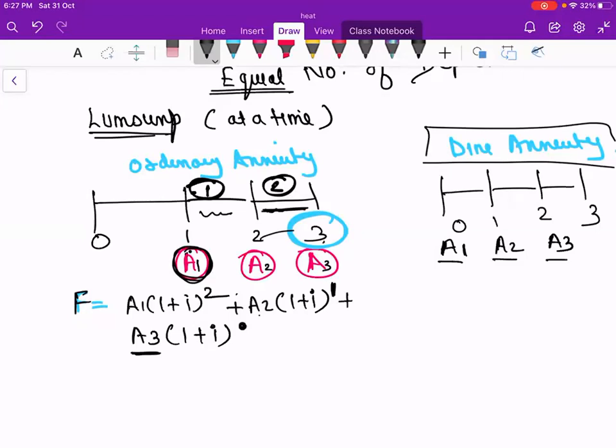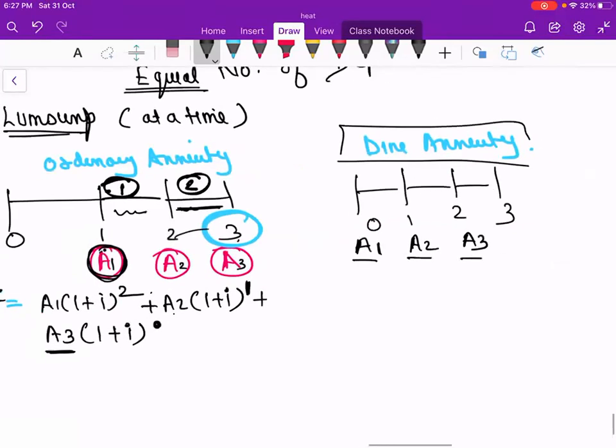Okay, so it depends on what question they have asked. So by default it is ordinary annuity. If it is not specified, then it is ordinary annuity. You can write that by default we use the formula for ordinary annuity. So if you write this, F equals A1 times 1 plus I, what will be the value of n? Tell me here. What will be the value of n?